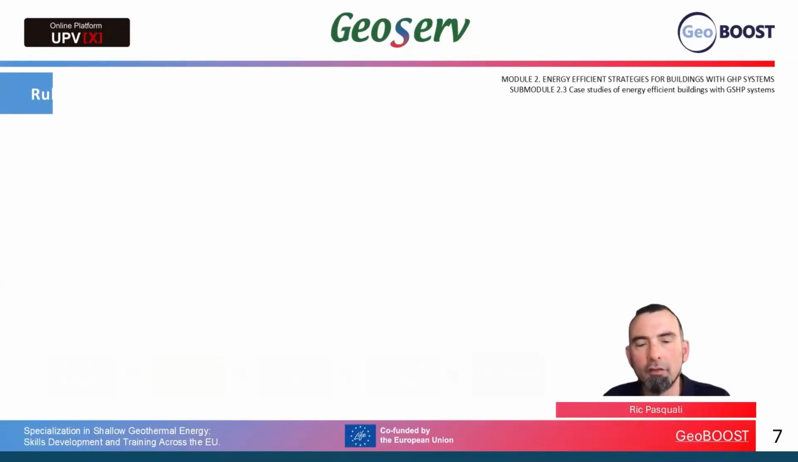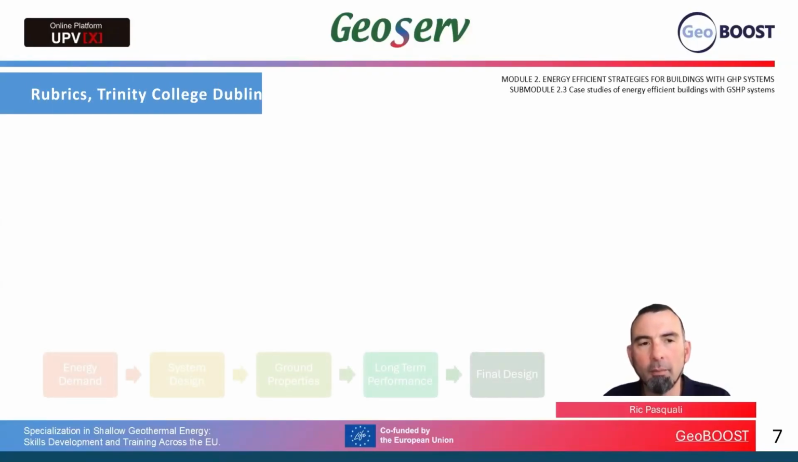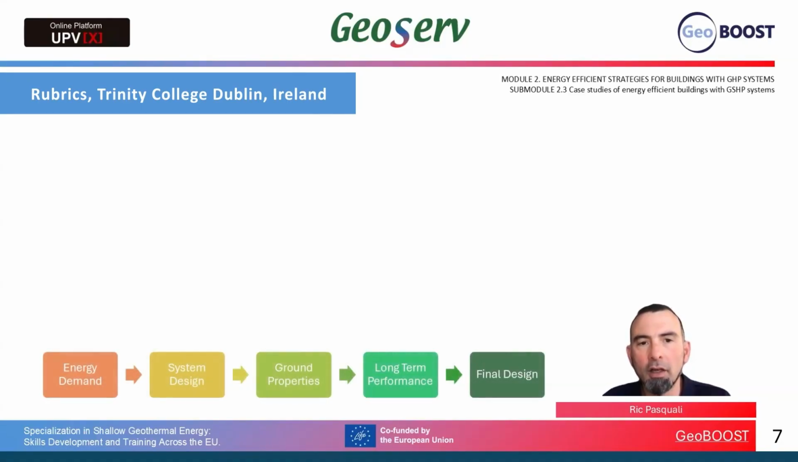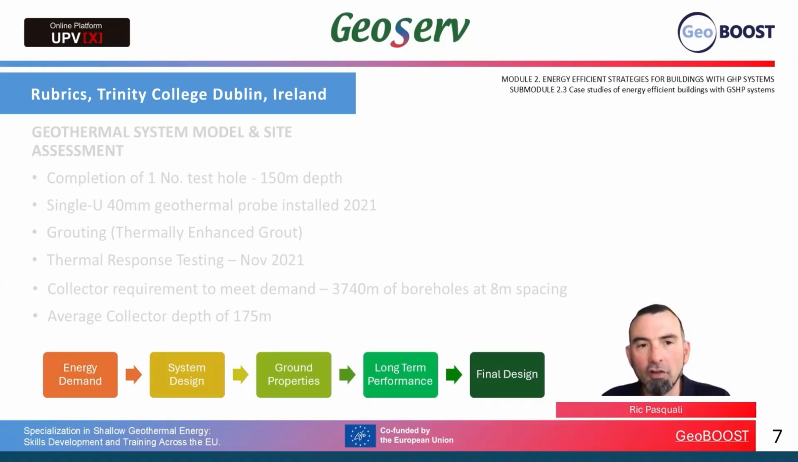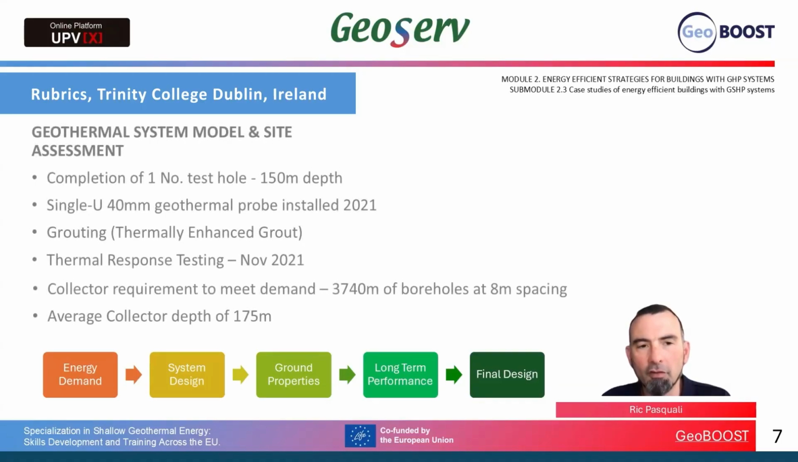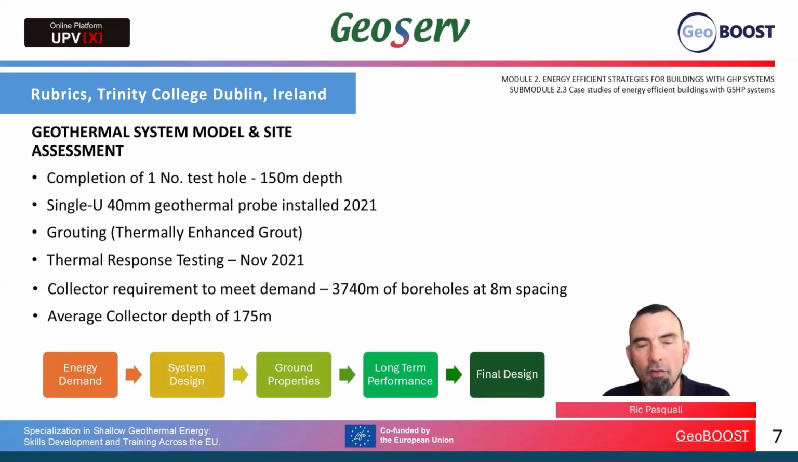The output of the energy demand assessment and the dynamic modeling is then used to carry out the geothermal system model, and specifically to look at the site assessment and the requirements that might be necessary to understand what the ground conditions might be. So you can see there was a completion of an initial test borehole to a depth of 150 meters, and then the completion of that with a thermal response test that allowed us to understand the thermal properties of the ground prior to designing the final array.